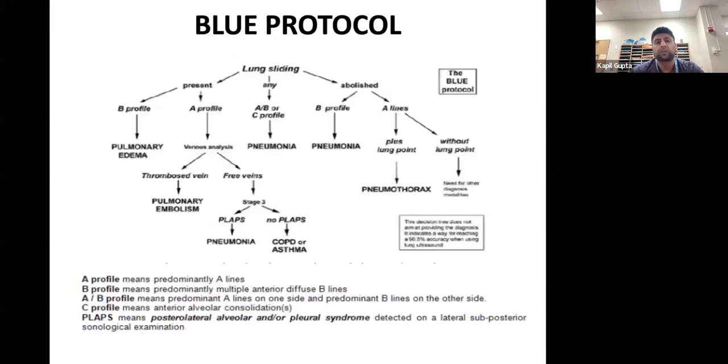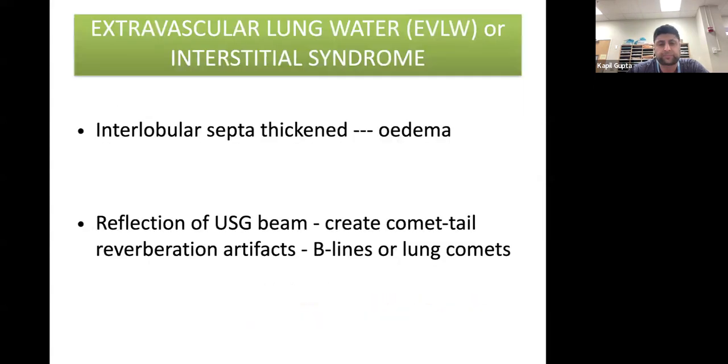So this is the BLUE protocol, which was described by Dr. Lichtenstein. This is the basis of most of the ultrasound findings. So the first thing is you see whether lung sliding is present. If it is present, whether B lines are there, that is the B profile, whether the A profile is there, or the C profile is there. If it is absent, you see whether there is a B profile or an A profile. Depending on that, we'll make the diagnosis. So I'll discuss the basic pathologies in detail now.